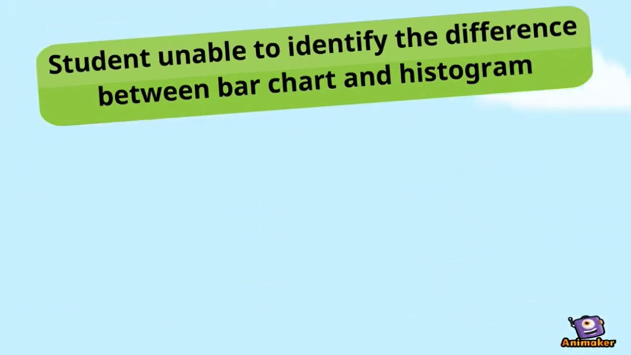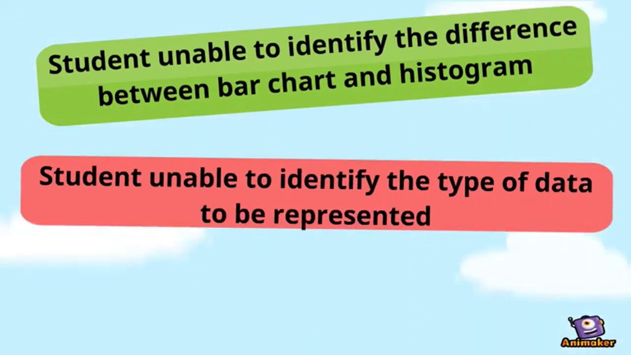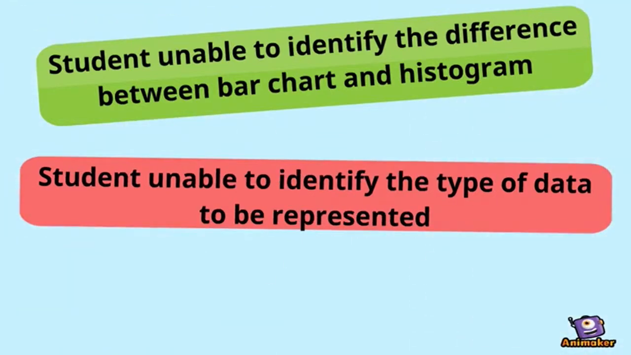Second, students are unable to identify the type of data to be represented using graphical data representation. This misunderstanding will influence the selection of graph types used to represent the data by students. Teachers need to highlight the characteristics of different types of data such as continuous data, discrete data, and categorical data.